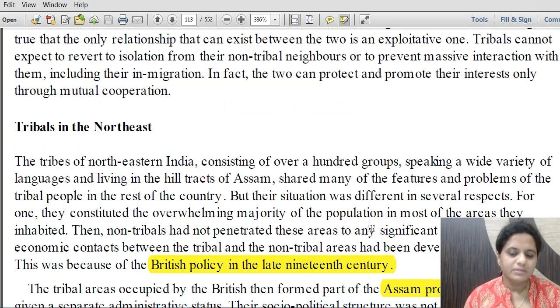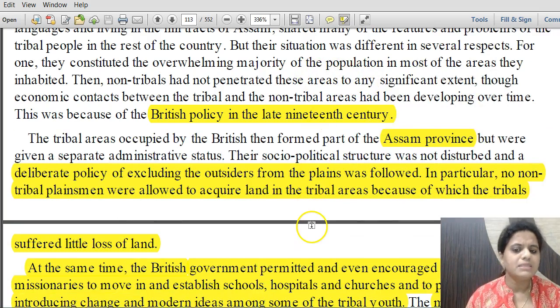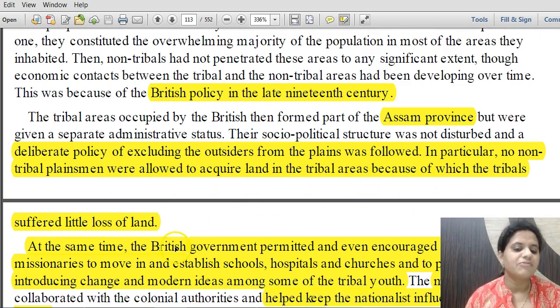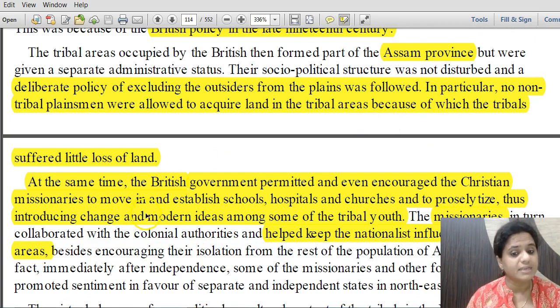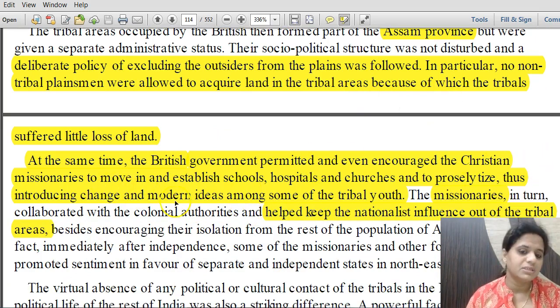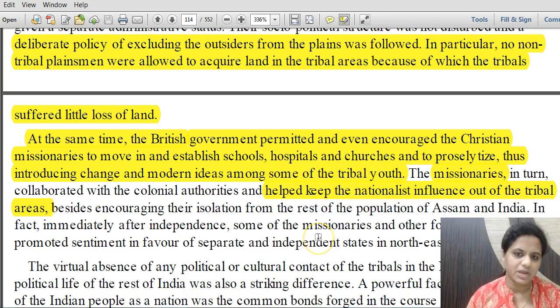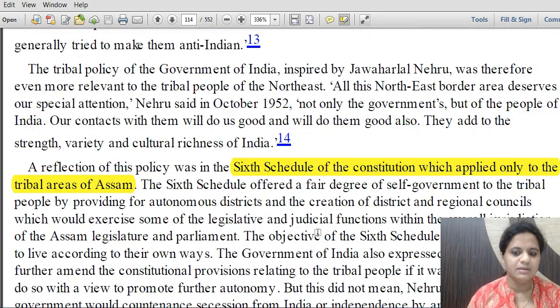Then here we come to discussing tribals in the Northeast. British policy in the late 19th century for the Assam province had a deliberate policy of excluding the outsiders from the plains. In particular, no non-tribal plainsmen were allowed to acquire land in the tribal areas, because of which tribals suffered little loss of land. But at the same time, the British government permitted and even encouraged Christian missionaries to move in and establish schools, hospitals and churches and to proselytize, meaning to preach the Christian religion, thus introducing change and modern ideas among some of the tribal youth. Missionaries also helped keep the nationalist influence out of the tribal areas. So that was the British policy in tribal areas.